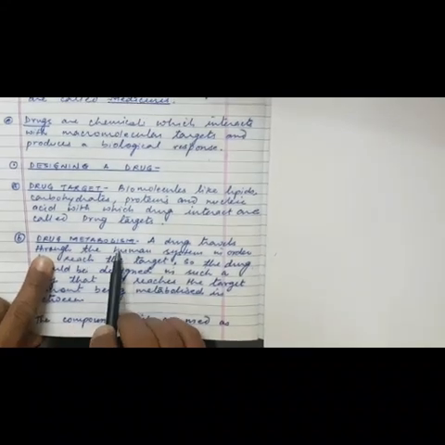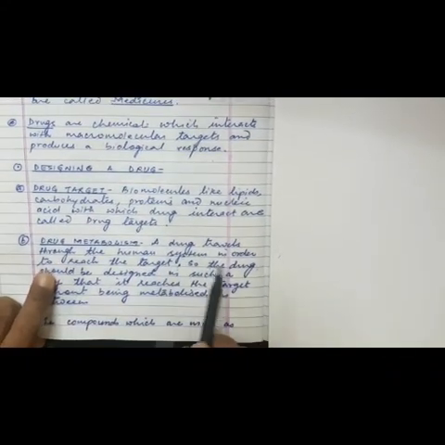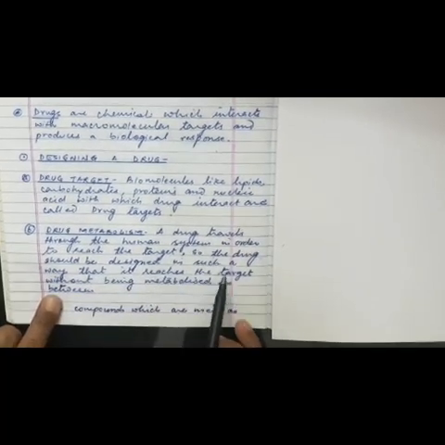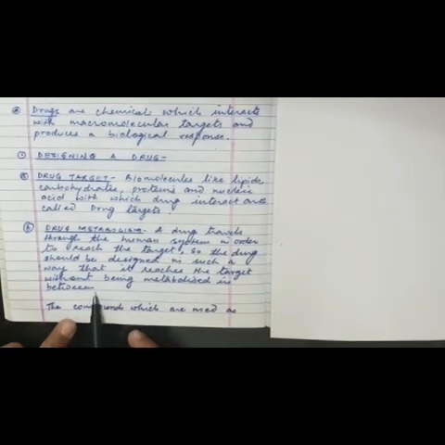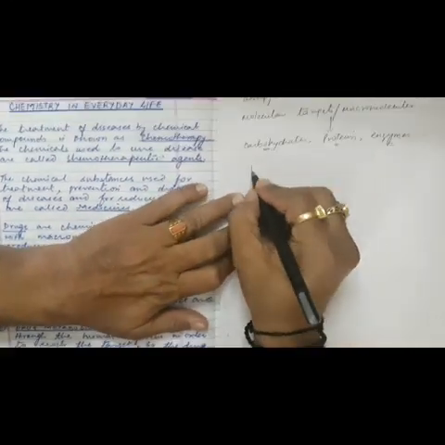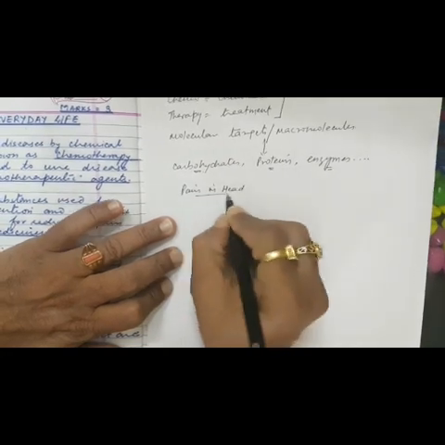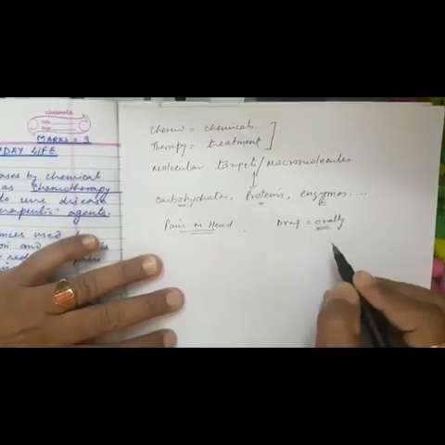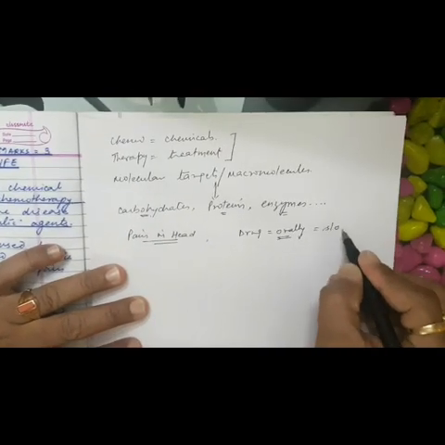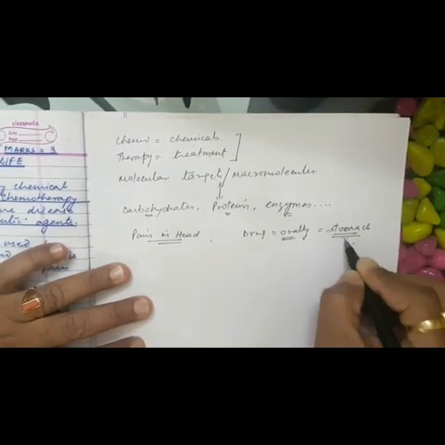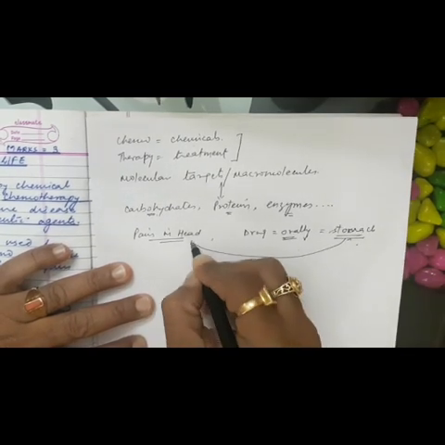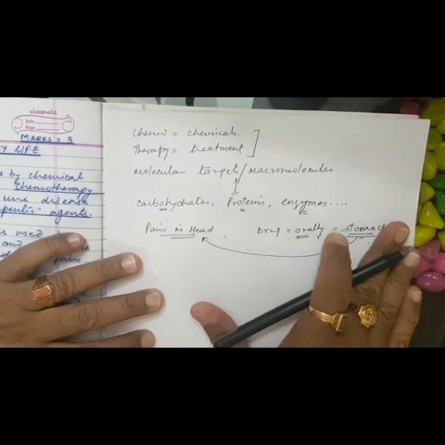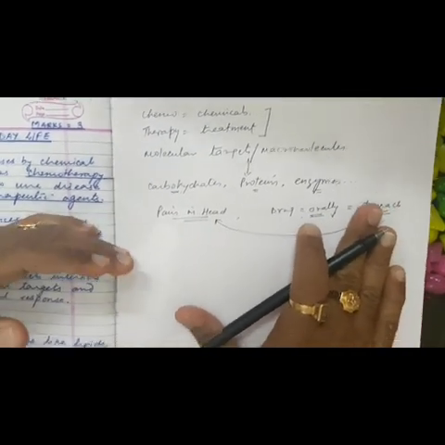Second, on the basis of drug metabolism, a drug travels through the human system in order to reach the target. So the drug should be designed in such a way that it reaches the target without being metabolized in between. You can take an example: if a person is having a pain in the head, but the drug is taken orally, then it will go to the stomach. After dissolving in the stomach, it is absorbed by the blood and it will reach the head. So during that course of time, the drug should not change its molecular structure. It should not undergo metabolism. So on that basis also drugs are designed.